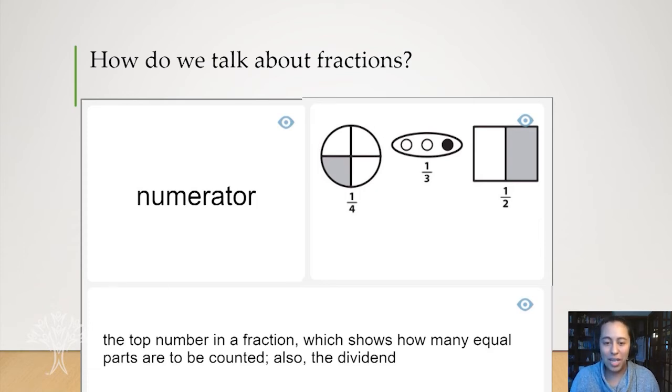So when we look at our pictures, because one of the parts is colored in on this circle, the fraction says 1/4. If another part were colored in, it would say 2/4. Same over here with these circles. Because there are 1, 2, 3, but only one is colored in, this fraction says 1/3. And in the last shape that we see, there are 2 equal parts, but one is shaded in, so 1/2 of the rectangle is colored in.